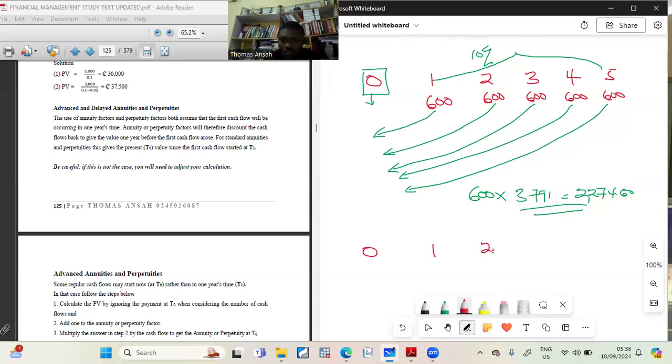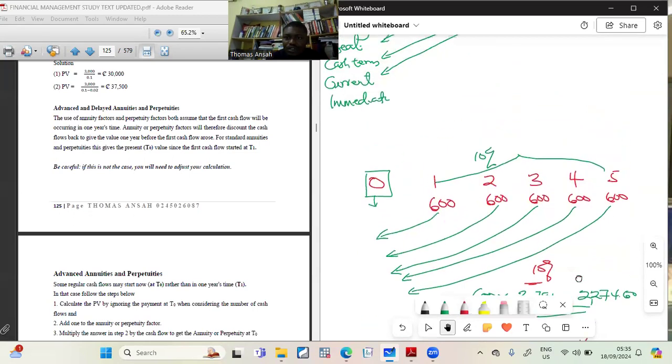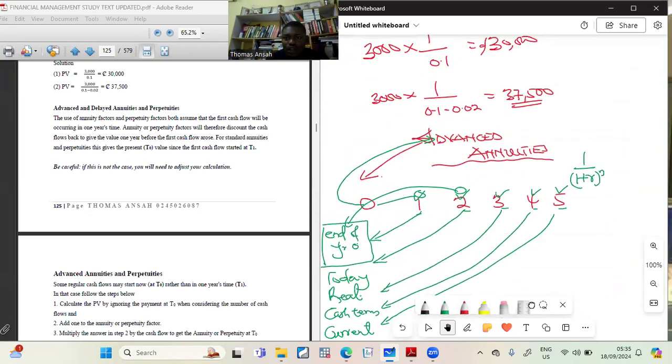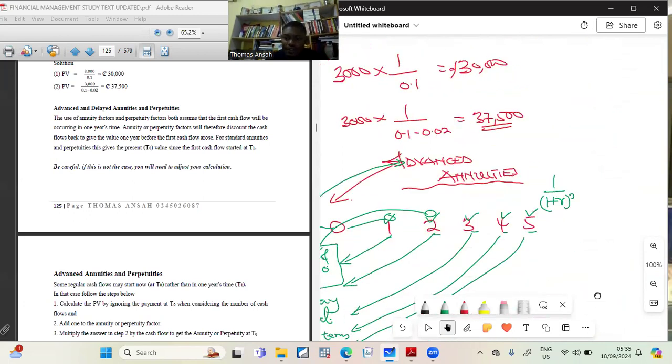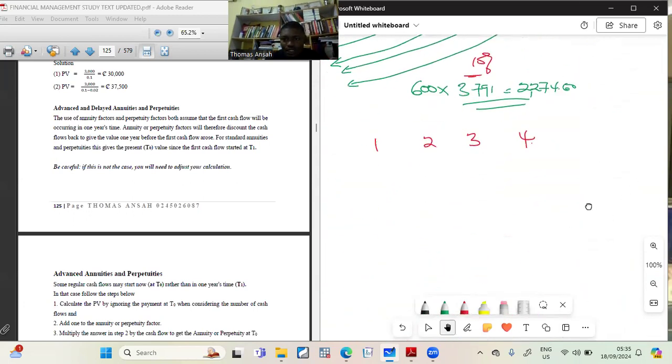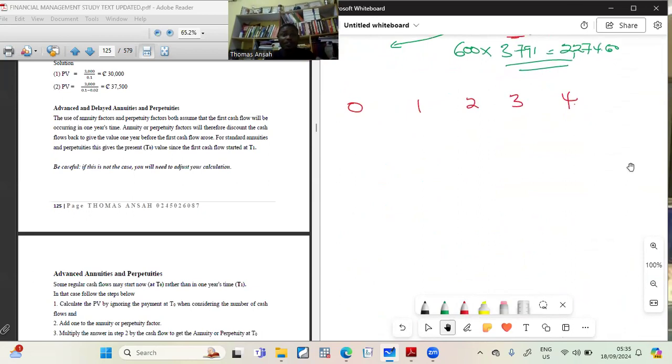So year 1, year 2, year 3, and year 4. Because we did 10%, I think we have 2.487, you remember? So you'll be using that. So basically 2.487, that is 10% for annuity for 4 years.